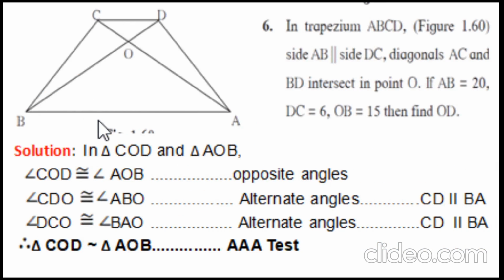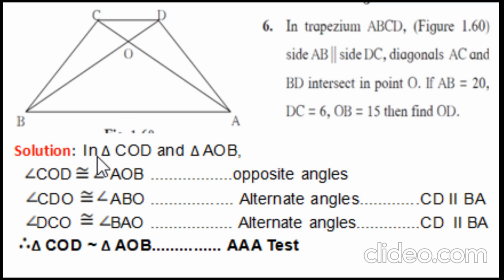Next question. Question number 6. Same trapezium is given. Side AB is parallel to side DC, and diagonals AC and BD intersect at point O. So we have to find the value of OD. And other values are given. AB 20, DC 6, OB 15. Now, to find the value of OD, we have to prove these two triangles COD and AOB similar, and then we can find out the value of OD.